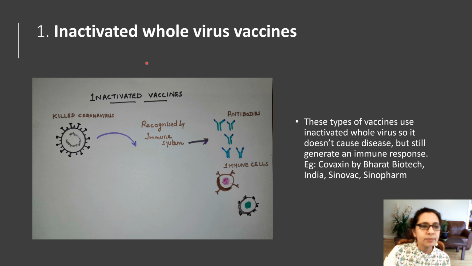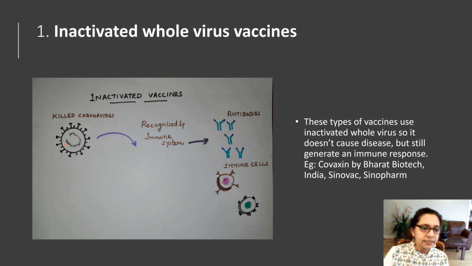So the first type I am going to discuss here is the inactivated whole virus vaccines. From the name itself, it is clear that inactivated whole virus is used, or otherwise it's the killed coronavirus is used in this type of vaccines. So these types of vaccines use inactivated whole virus, so it doesn't cause disease but still generates an immune response. The examples are Covaxin by Bharat Biotech India, Sinovac and Sinopharm from Chinese pharmaceuticals.